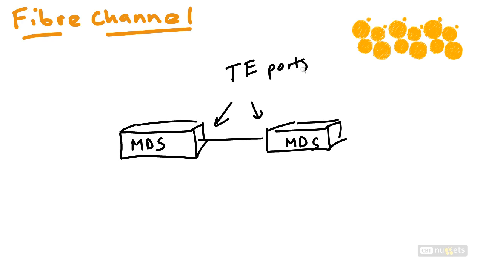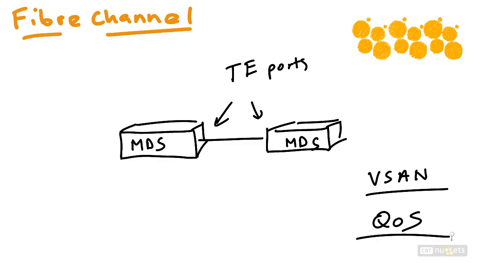Thanks to the TE or trunking expansion ports, we can take advantage of virtual storage area networking. Can you believe Cisco did this? Yeah, capitalizing on the popularity of VLANs, Cisco invented the concept of a vSAN. These TE ports allow us to do quality of service over this particular trunk and special Fibre Channel traceroute features.